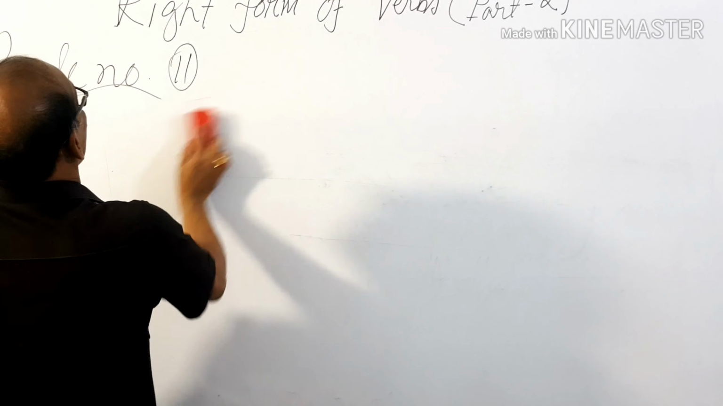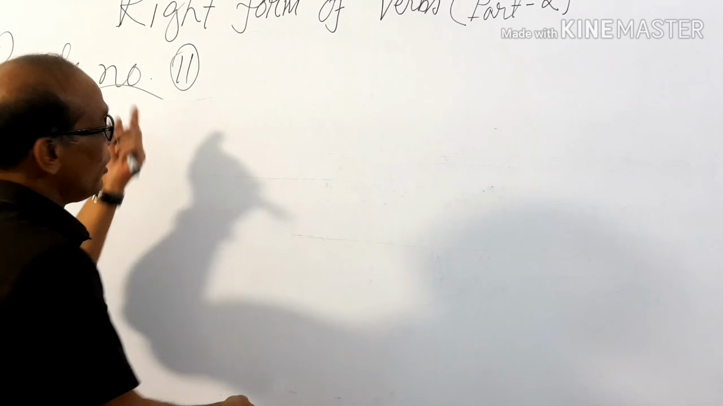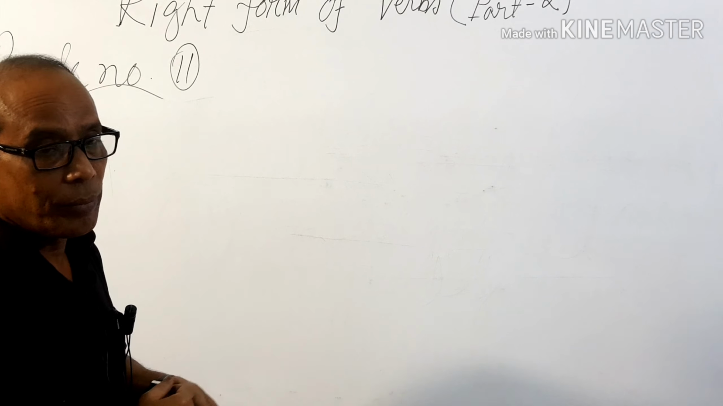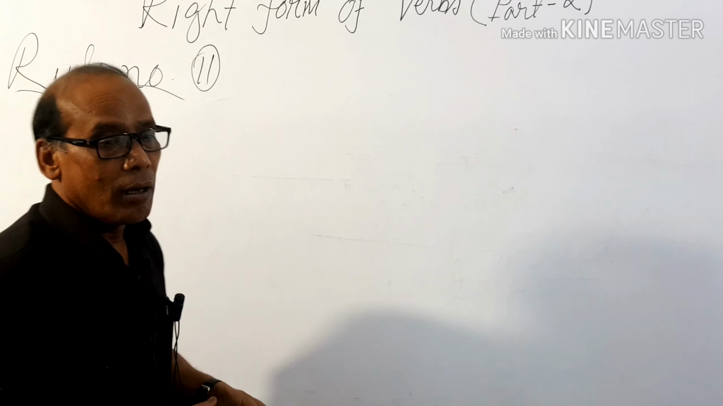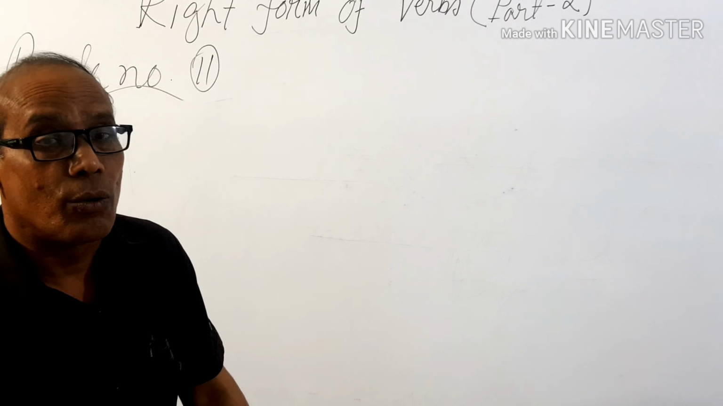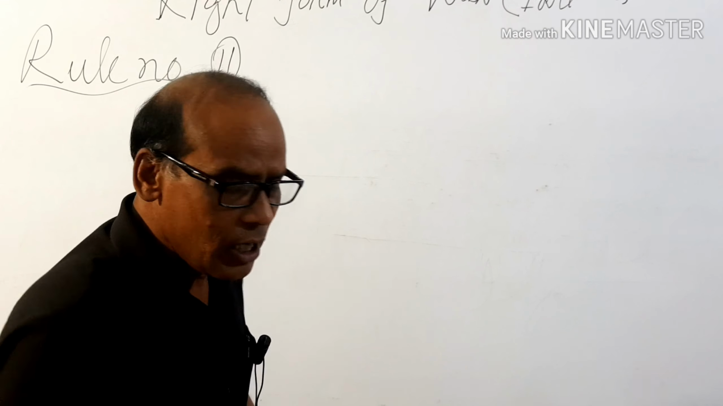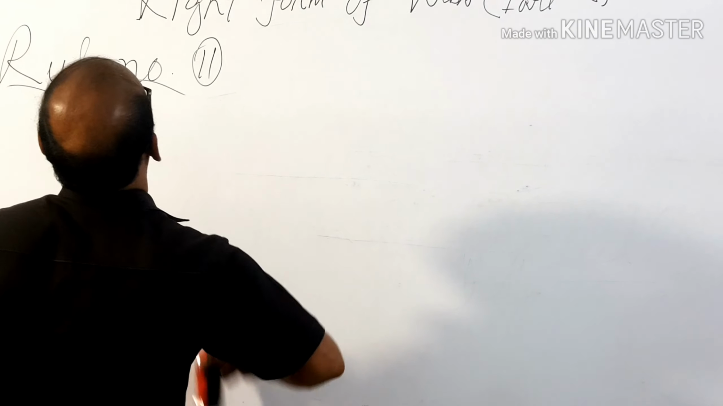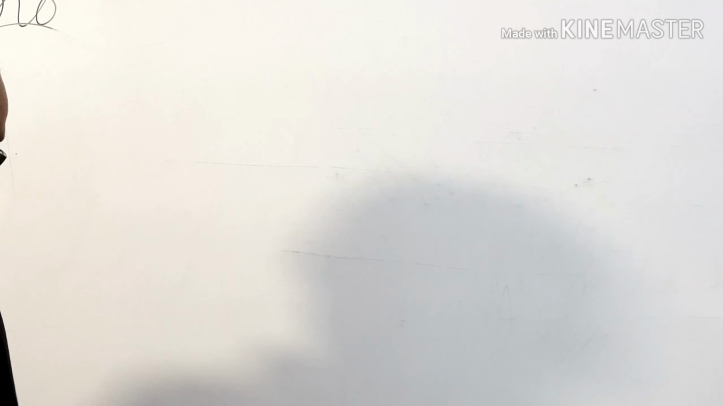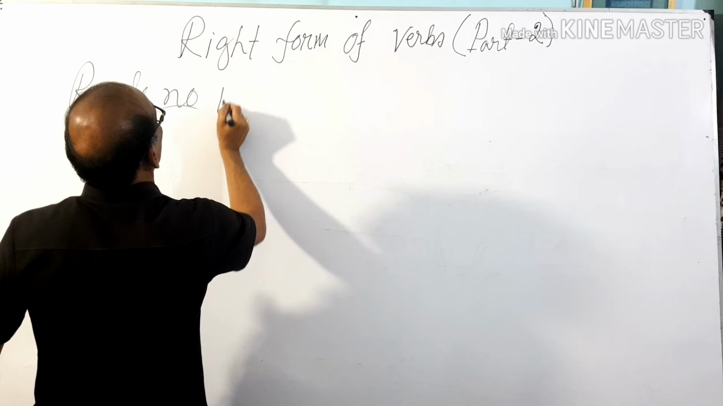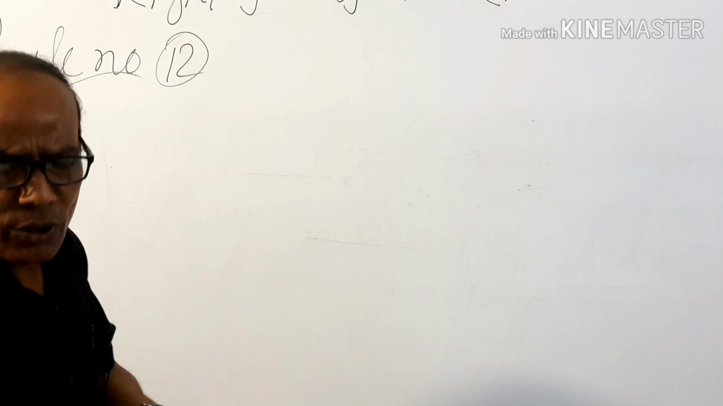So if the subject is third person singular number, the verb will take s or es if the tense is present indefinite tense. So let me move to another rule. Next rule is 12.